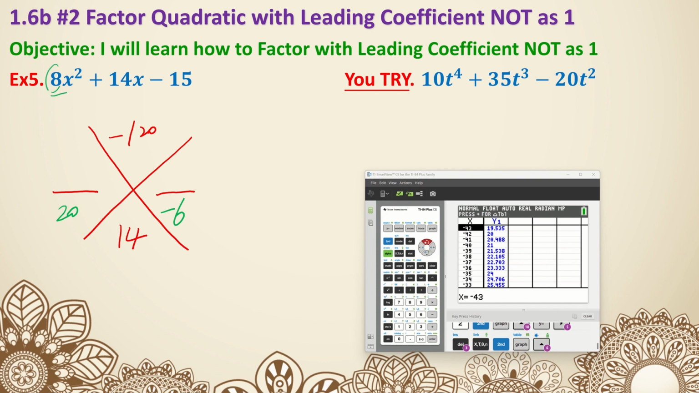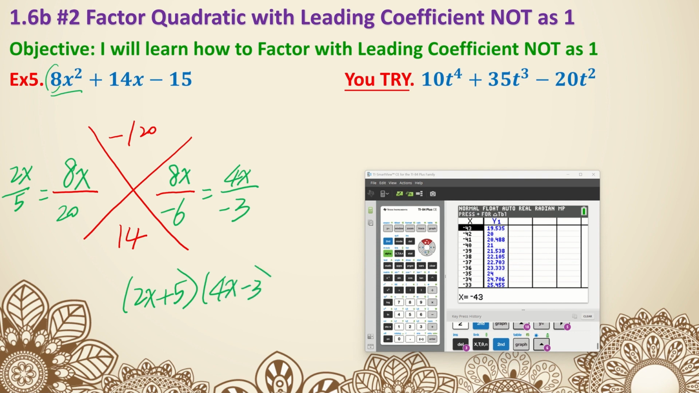On the top, leading coefficient with x is 8x. 8x over 20 simplifies to be 2x over 5. 8x over negative 6 simplifies to be 4x over negative 3. There we go. 2x plus 5 times 4x minus 3. That is example 5.